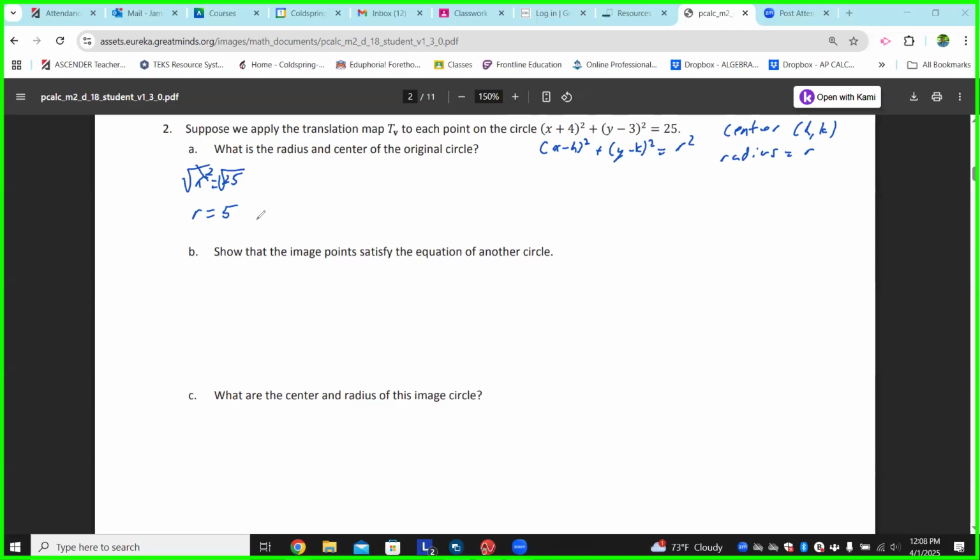What would be the center? Pay attention to the sign. See how these both are minus? So you would change the sign of your center. So this 4 right here will become negative 4. And this negative 3 will become a positive 3.